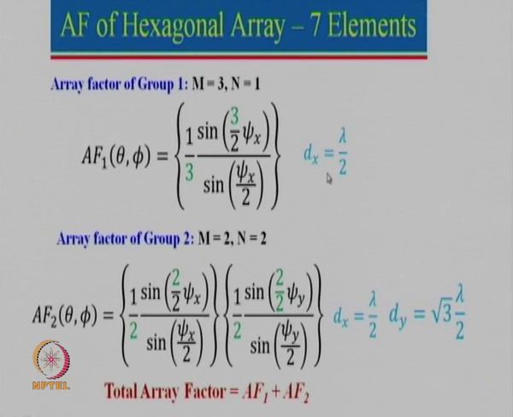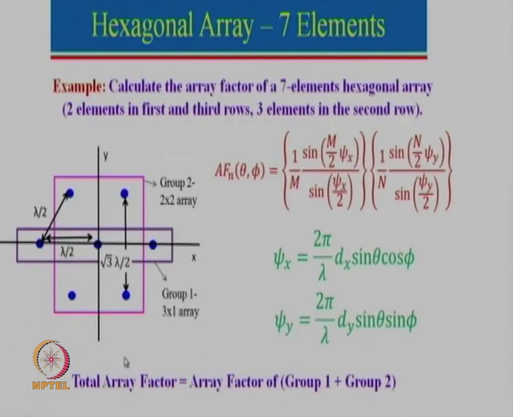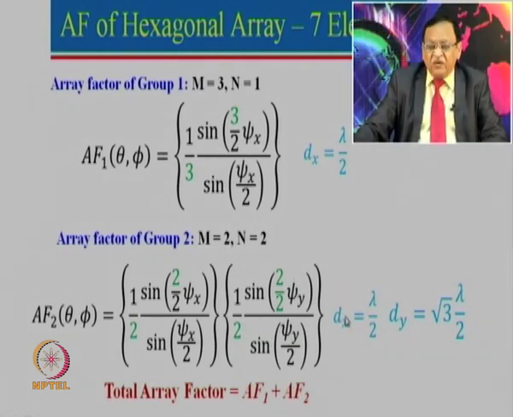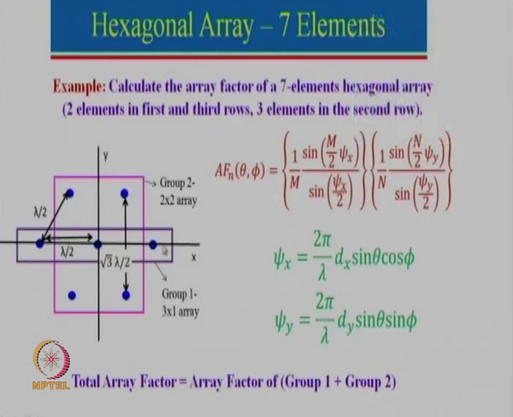And what is dx in this case? dx is the distance along x, which is shown here on this side, and the y axis is on this side. So along x the distance is λ/2, so dx is equal to λ/2. Now the array factor of group 2, which is nothing but a 2 by 2 array. Both M and N are equal to 2, and we substitute the values. And dx is equal to λ/2, which we can see over here.